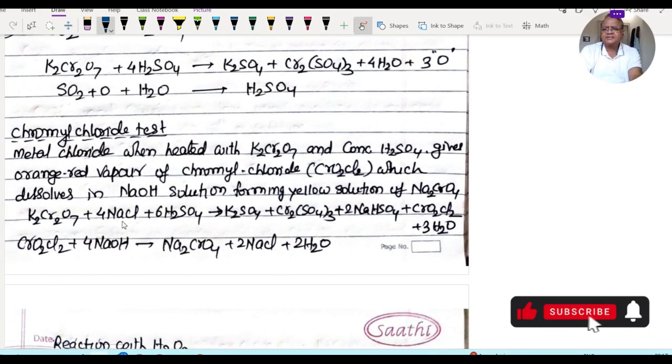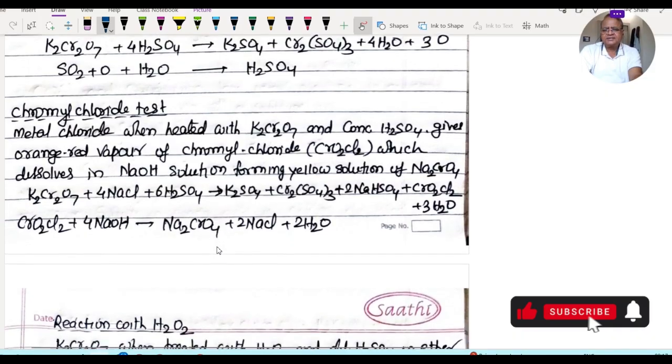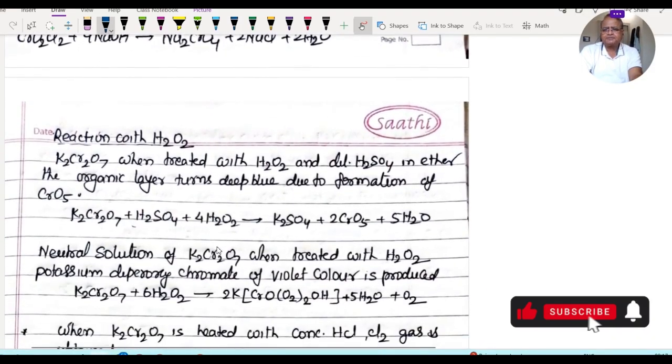A very important reaction, the chromyl chloride test. It is a test for chloride ion in qualitative analysis. Metal chloride when heated with K2Cr2O7 and conc. H2SO4 gives orange-red vapor of chromyl chloride, which dissolves in NaOH solution forming a yellow solution of Na2CrO4. This reaction is used as a test for chloride.